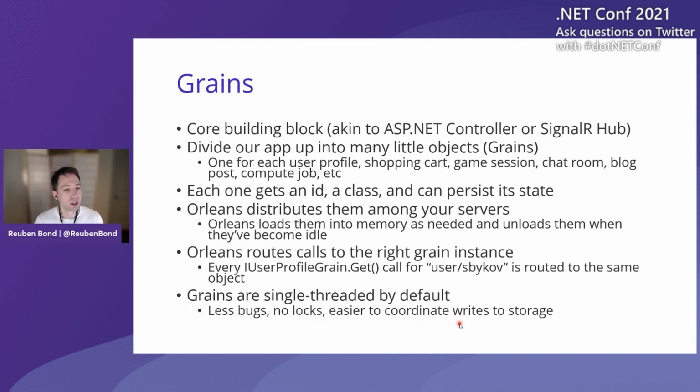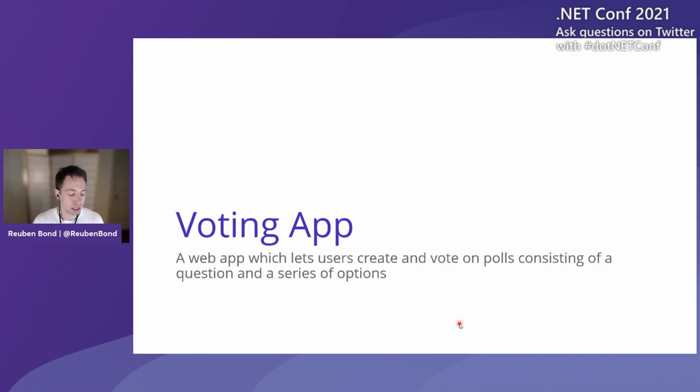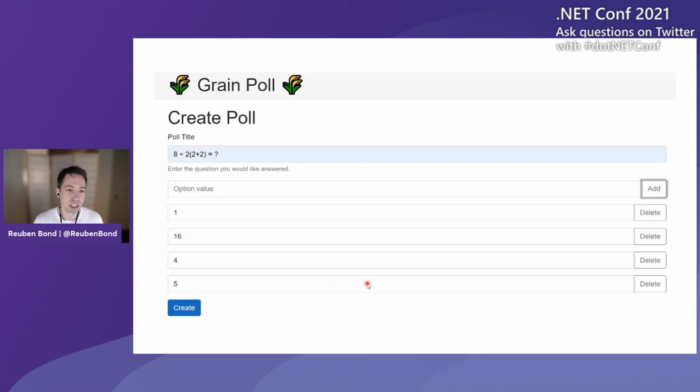Okay, so that's the high-level overview of Orleans and the theory. Let's get a little more concrete by building a voting application. This is going to be a web app that lets users create polls and then vote on them. And a poll is very simple. It's a question plus a series of options that they can vote on. Here's what it looks like.